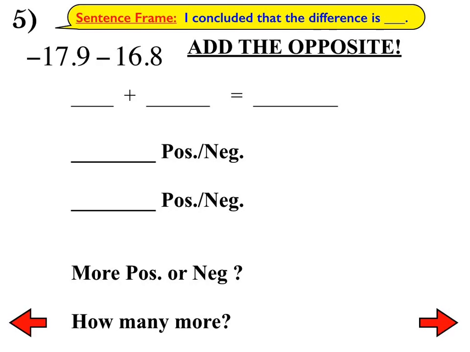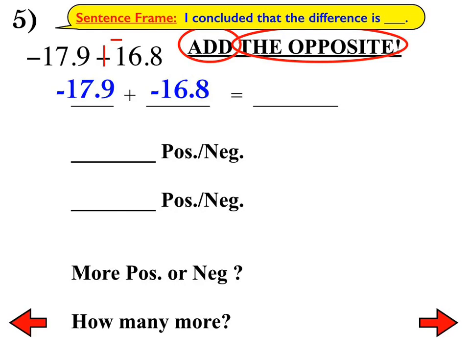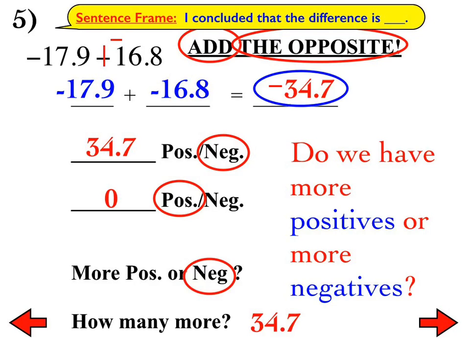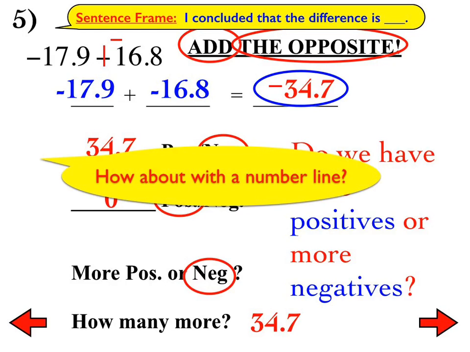Number 5. Turn it into an addition problem by adding the opposite. It would look like this. In this problem, we have more negatives than we do positives. In fact, we have 34.7 negatives and 0 positives. Obviously, we have 34.7 more negatives than positives. Therefore, I concluded that the difference is negative 34 and 7/10.